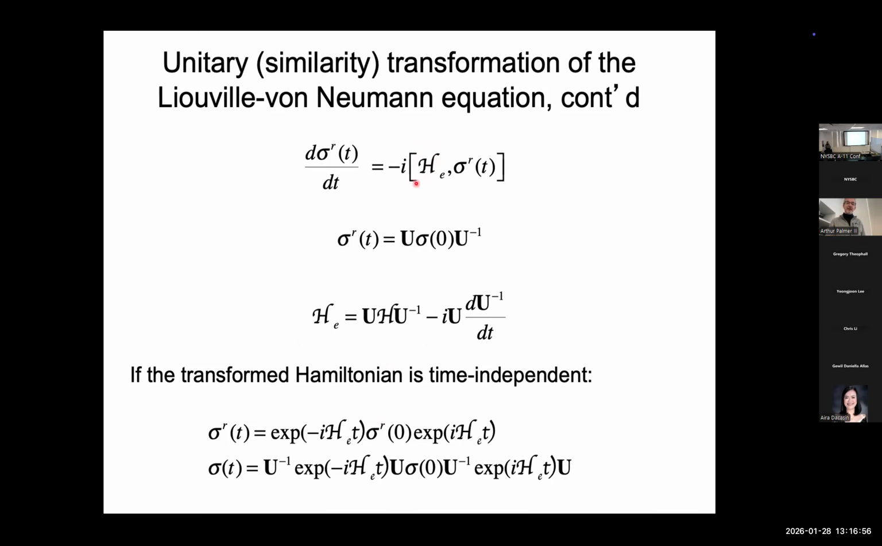So here I've just called it an effective Hamiltonian. So I have the same form, the form of the equation is the same. I have this effective Hamiltonian that's given by a transformation of the Hamiltonian plus a correction for the time dependence of the transforming variable. You could think of this minus iU dU minus 1 dt as a kind of fictitious Hamiltonian caused by the change in reference frame.